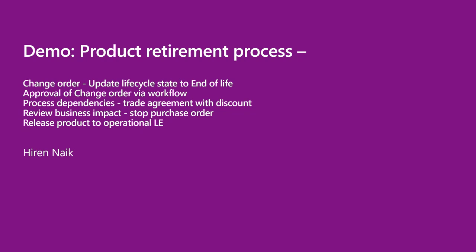So we'll showcase the business process through a change order, where the product lifecycle state will be updated to end of life. Product business impact will be evaluated, and if there are any open purchase orders, those will be stopped, as well as the company planning to offer a discount for the remaining stock. Hence, new sales order transactions will be allowed for this product, which is in the end of life state, and any future sales orders will have a discounted price. We'll also see, using the workflow, how we can automate the change order approval and how the product update in the engineering organization will be released to the operational legal entity.